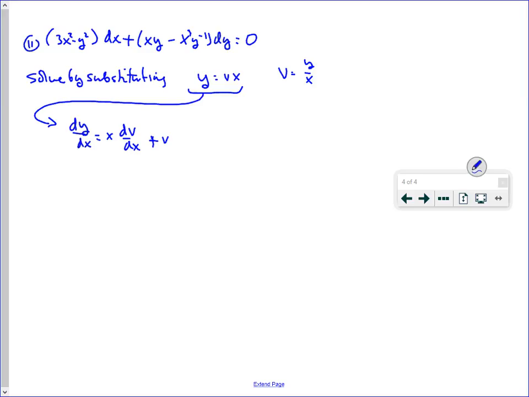Okay, now this is actually going to give us a separable equation. And let me see, how do I want to do that? Okay. I actually kind of skipped a step here. This is not wrong, it just was a little bit early. I should have solved for dy dx to start with.